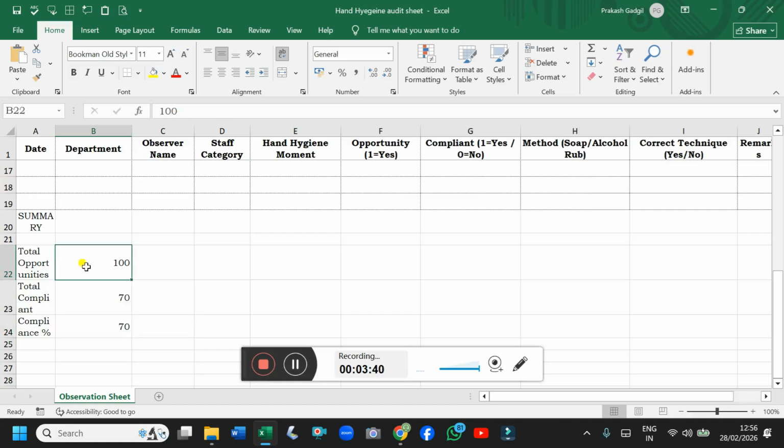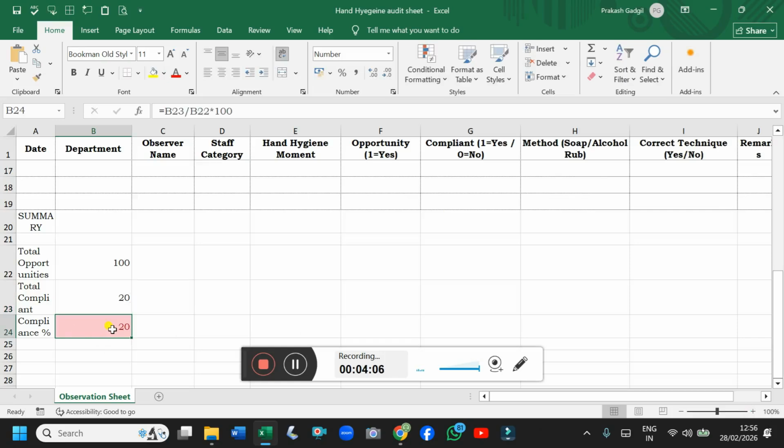Now just, this column is software driven. Like I'll show you. Now suppose the total compliance was 20. You will observe that this figure has become red and 20. That means it is not acceptable.